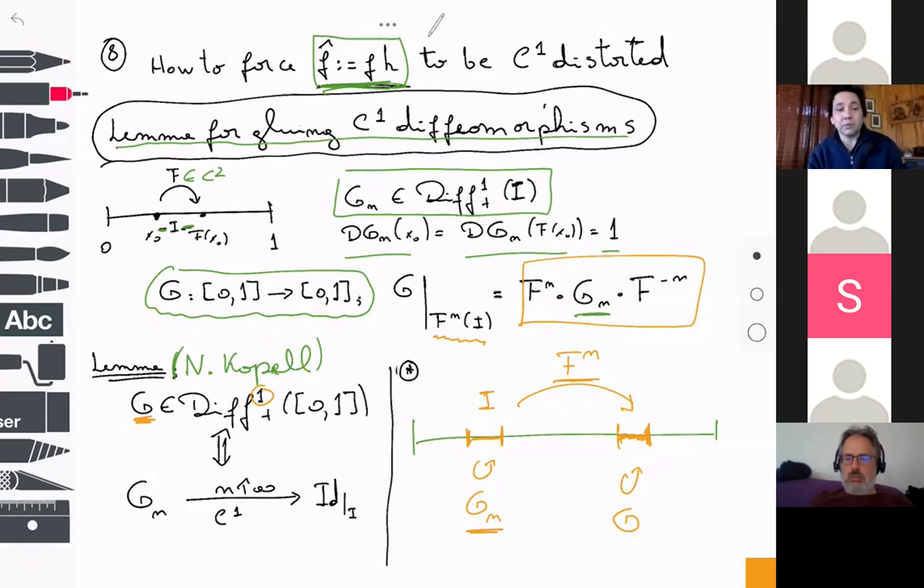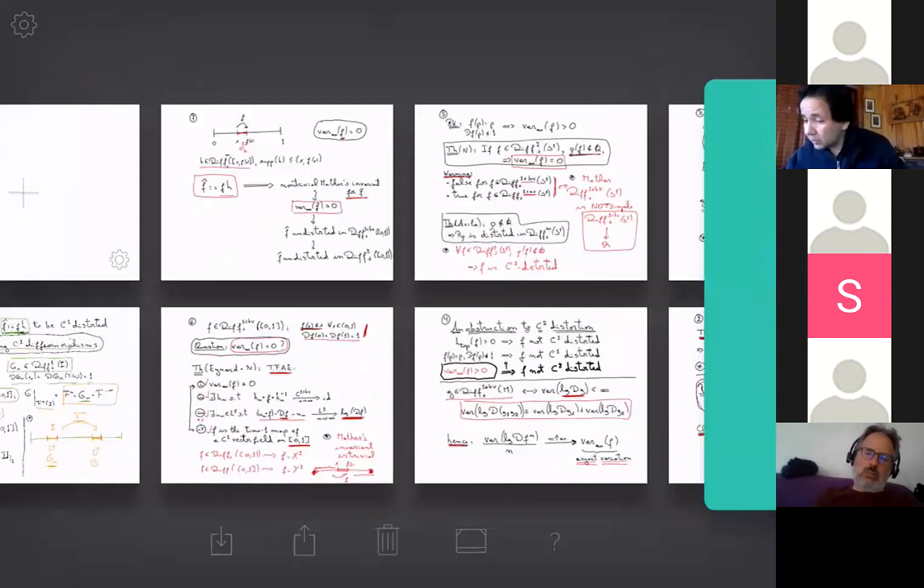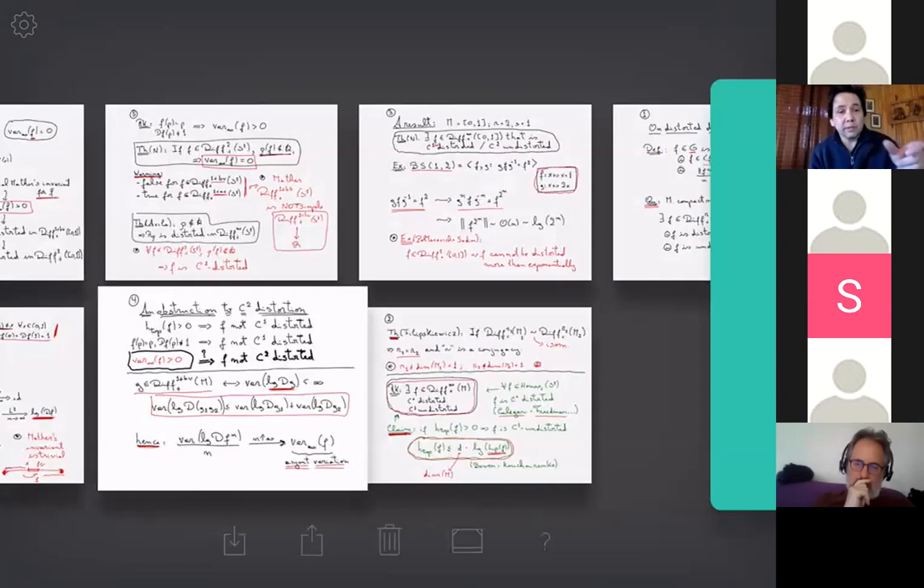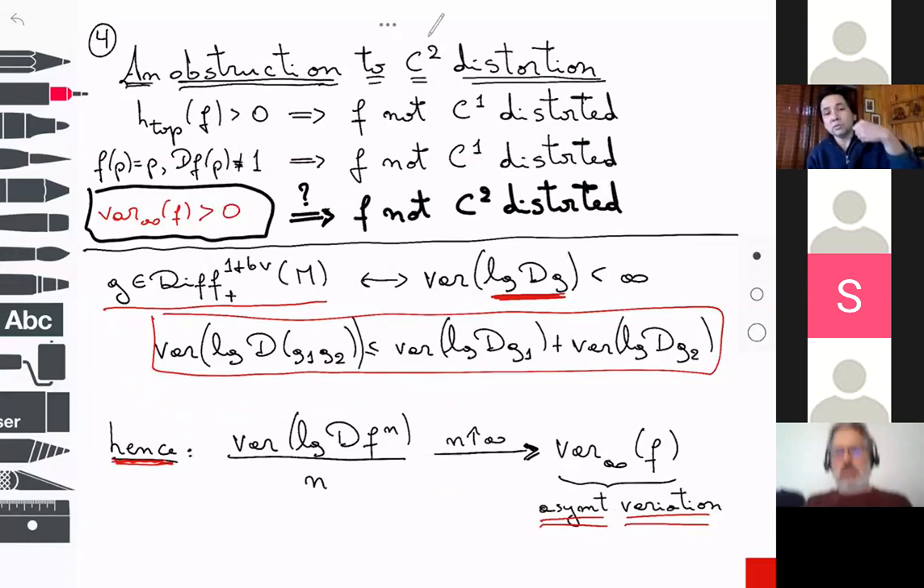But again, this is the technical part. This is not very surprising for people, especially in foliation theory, because this kind of technique is standard for building C1 foliations and so on. This comes from the classical example of Denjoy, if you wish. The new part here is the introduction, and I will come back to this slide here, because I think this is the interesting part, the new issue: to look at the asymptotic variation of the map in order to ensure a priori that the map is not C2 distorted.